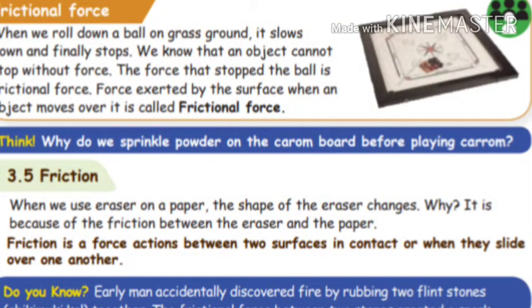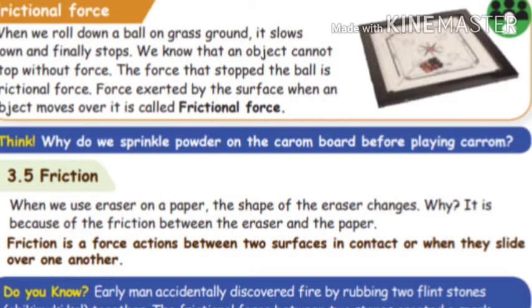When we roll down a ball on a grass ground, it slows down and finally stops. We know that an object cannot stop without force. The force that stopped the ball is frictional force. Now, force exerted by the surface when an object moves over it is called frictional force.